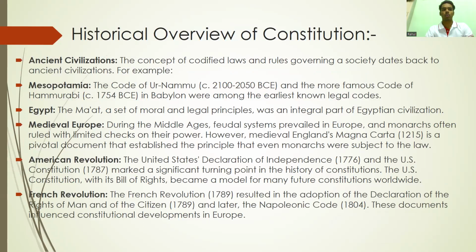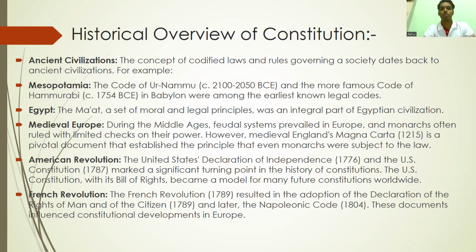The historical overview of constitution is explained by various civilizations and revolutions. But the first one is ancient civilization. The concept of codified laws and rules governing a society dates back to ancient civilizations. Mesopotamia: the Code of Ur-Nammu, c. 2100 to 2050 BCE, and the more famous Code of Hammurabi, 1754 BCE in Babylon, were among the earliest known legal codes. Egypt: the Ma'at, a set of moral and legal principles, was an integral part of Egyptian civilization.